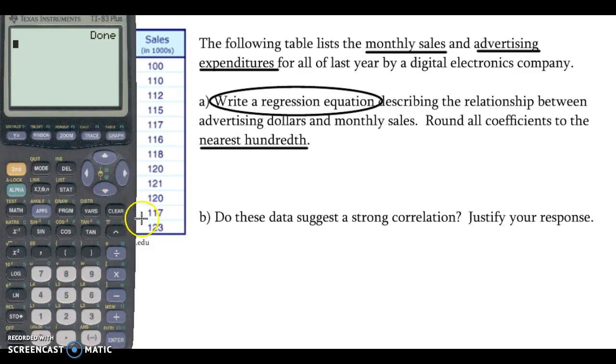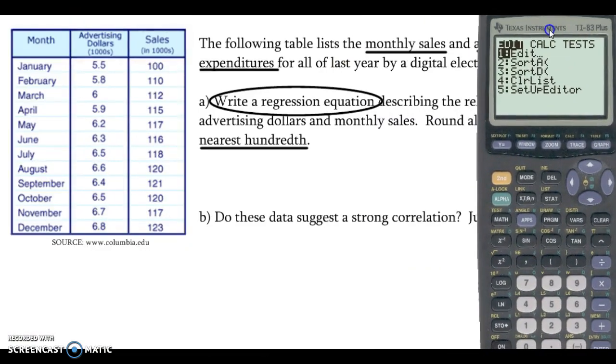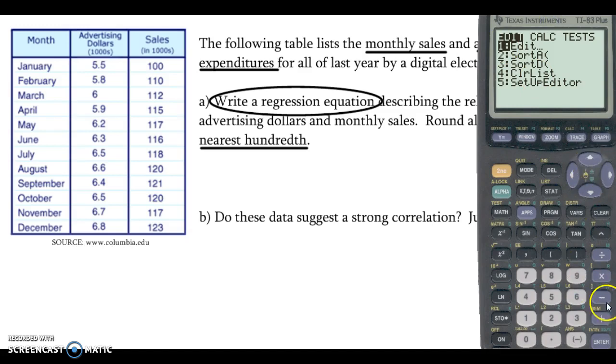And now that we have a nice clear calculator, we can go into the stat menu. In stat, it gives us a couple of different options, but what I want to do is edit. I want to edit my list of numbers to put in the advertising dollars and the sales. So I go to stat edit and I press enter.